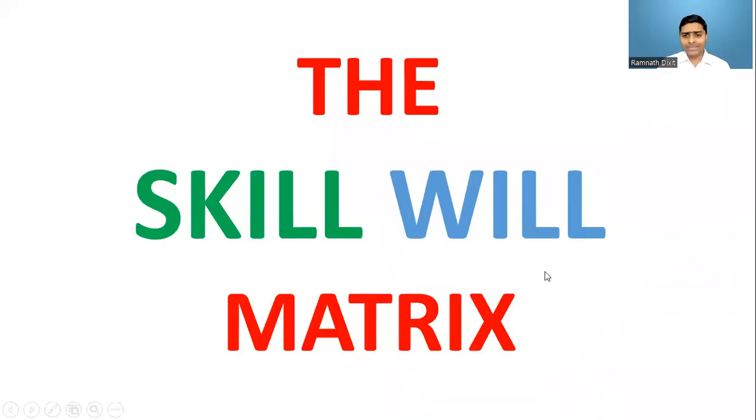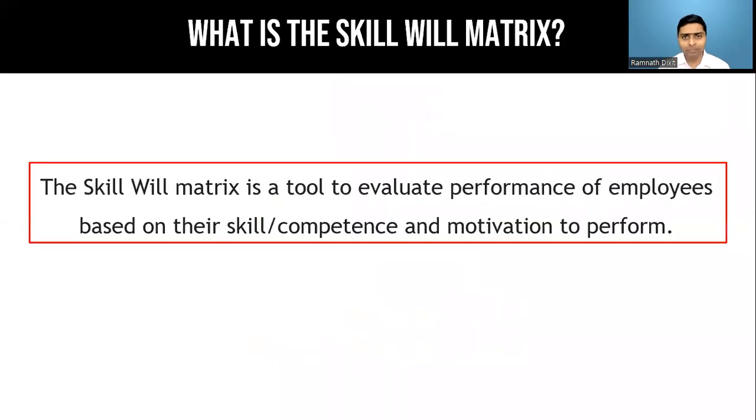So here's the Skill and Will Matrix. And how is it defined? Well, there are many ways you can define it, but to just make things very simple, this is what the Skill and Will Matrix is all about. It's a tool to evaluate performance of employees based on two very important parameters. One is the skill and the other is the will. Now, what does that mean?